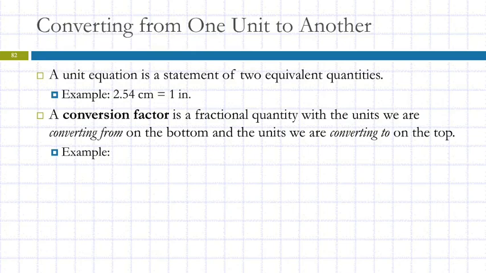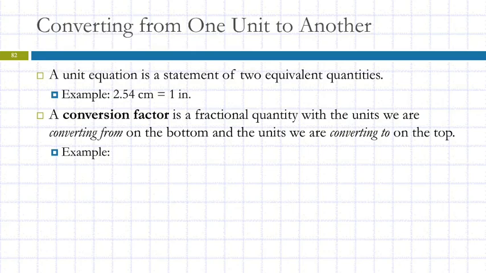So a unit equation is a statement showing two things that are equal to each other. So the example given here, 2.54 centimeters equals 1 inch. So we're talking about the same length, we're just measuring it in centimeters or in inches, and so we're describing the same length in two ways. 2.54 centimeters is the same as 1 inch, right? So from that statement, from that equation, we can make a conversion factor.